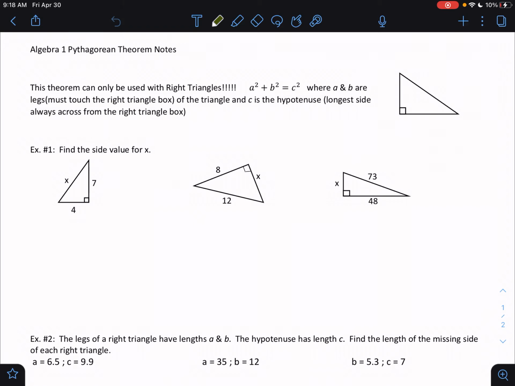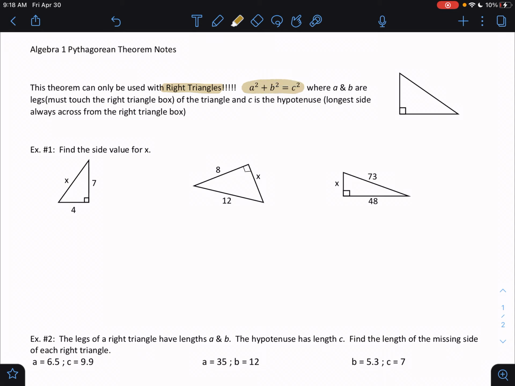Today's notes are going to be on the Pythagorean theorem. This is something that we use to find missing sides of right triangles, so right triangles only. We use the formula a squared plus b squared equals c squared.